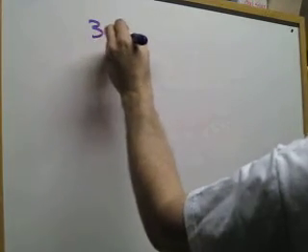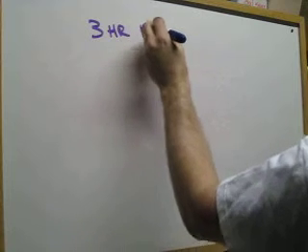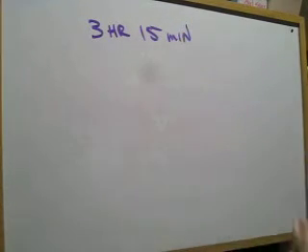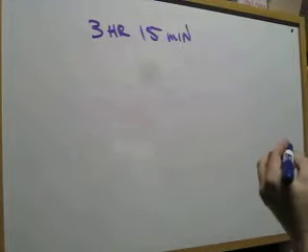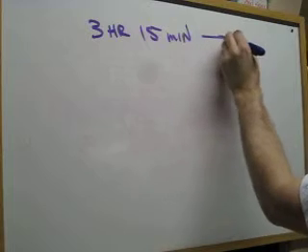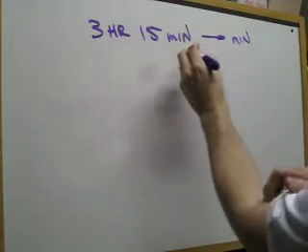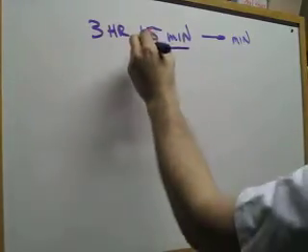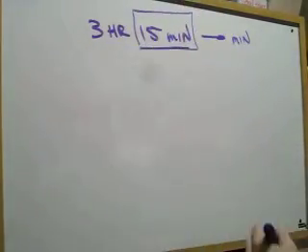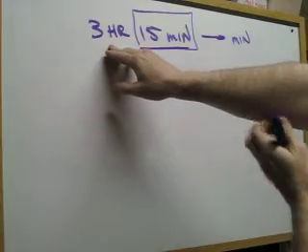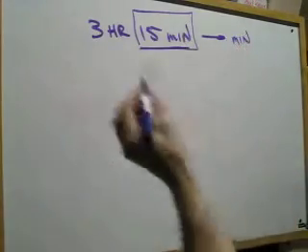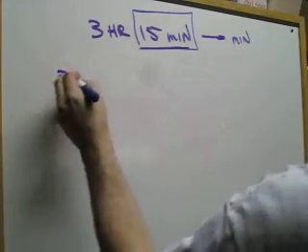They're asking us to take 3 hours and 15 minutes, and rather than leaving it as 3 hours and 15 minutes, change that to minutes. So we're going to convert this to minutes. Our 15 is already in minutes, so we don't have to worry about that. We're going to leave it as 15 minutes. What they're asking us to convert is the 3 hours to minutes, and we're going to do it the same way we've done all of our other conversions.